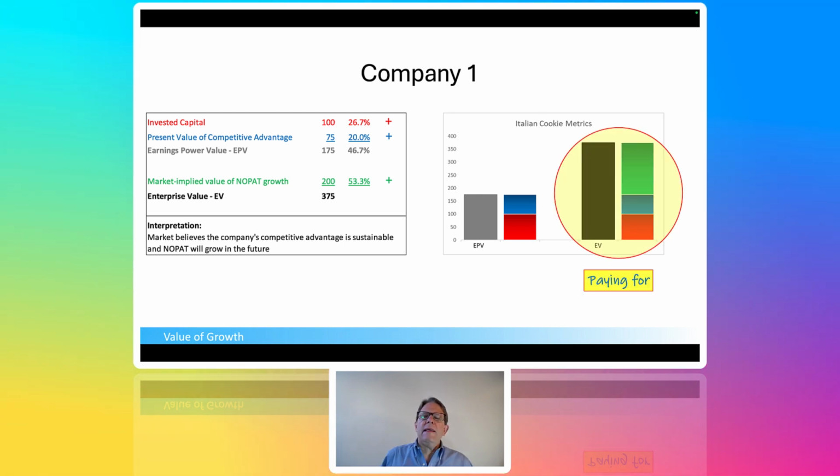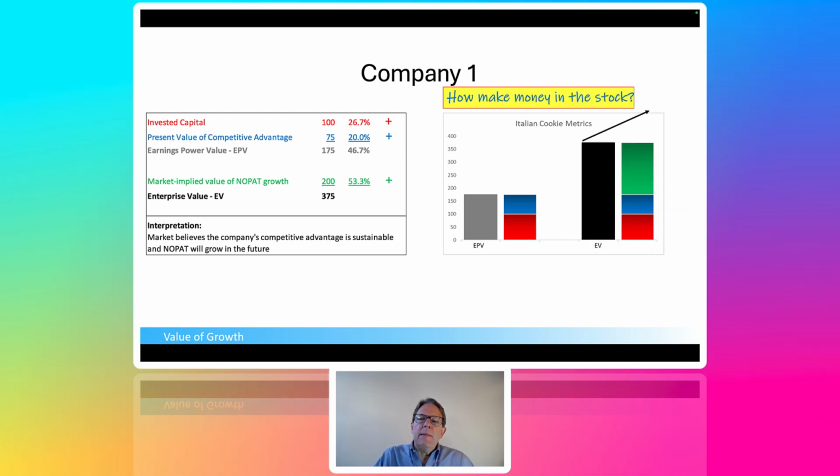All right, so the key here, and the insight I'm trying to drive throughout the lecture series, is this is what you're paying for. The red and the blue, which add up to earnings power value, is management's execution, business model, and things like that. And then green is investors' expectation for future growth. But that's what you're paying for today. So the question, of course, is how do you make money in this stock? How does the enterprise value go up?